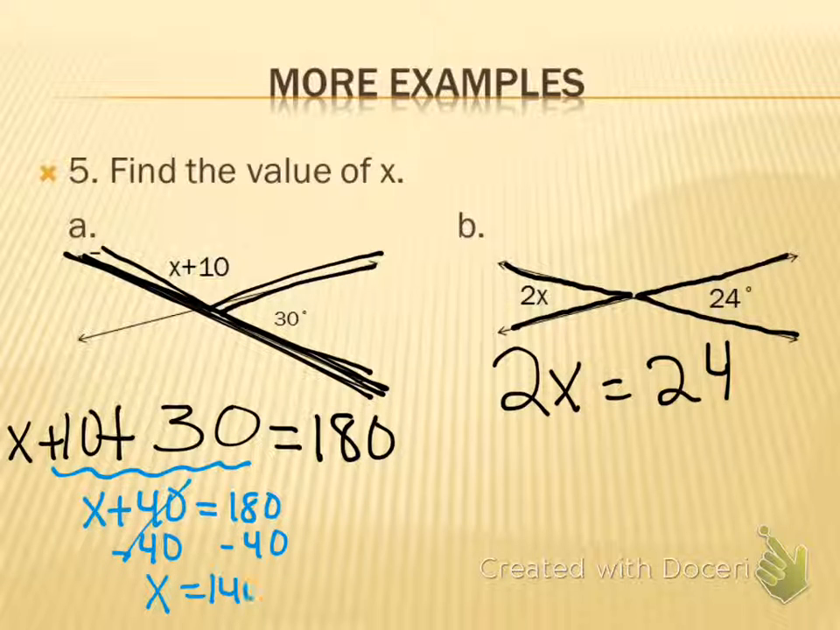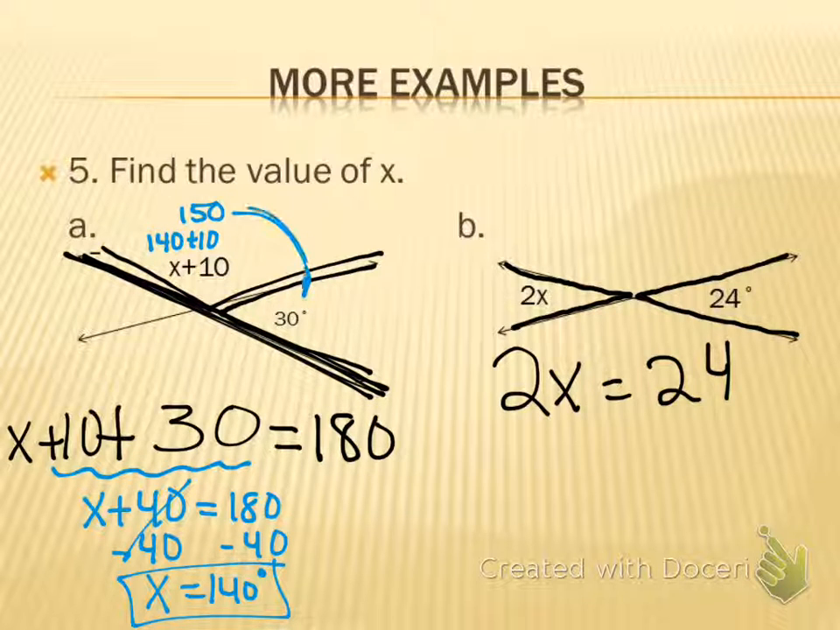Again, it's nice if you go back and take the x out and put the 140 in. That would give me 150 for this angle. Does it make sense that 150 and 30 go together to give you 180? Yeah, now you don't have to do that step, but it's just a nice way to check if you're right, especially if you need to get a good grade on a quiz or something. That's how you check your work on these. Questions?